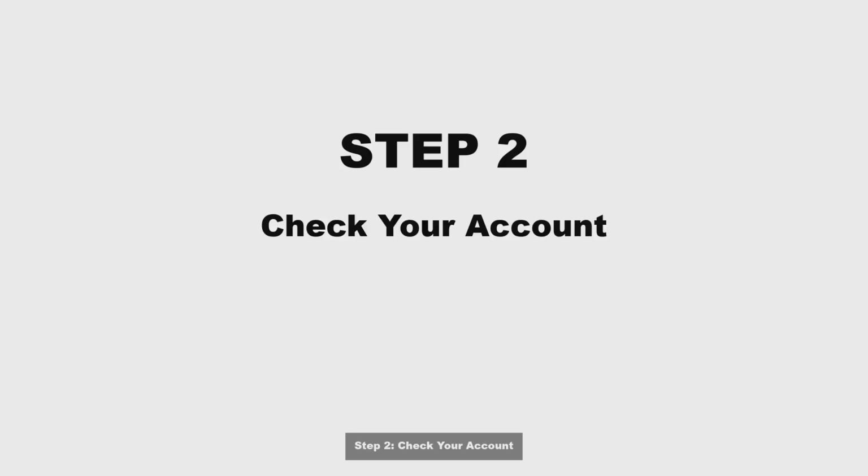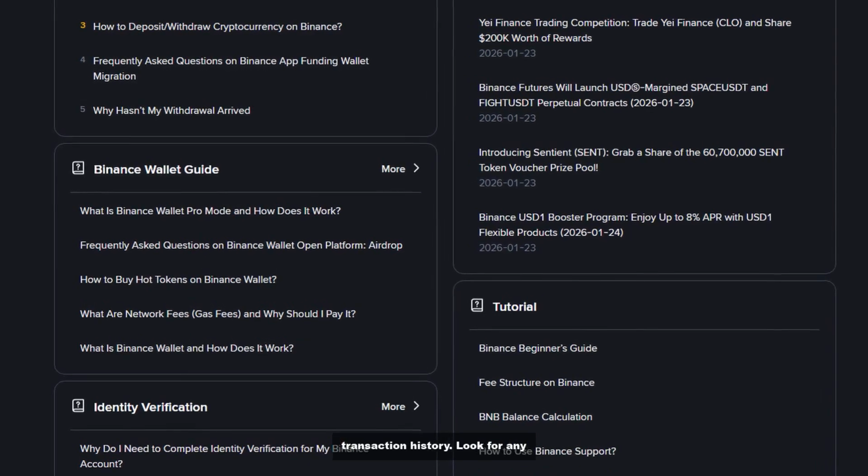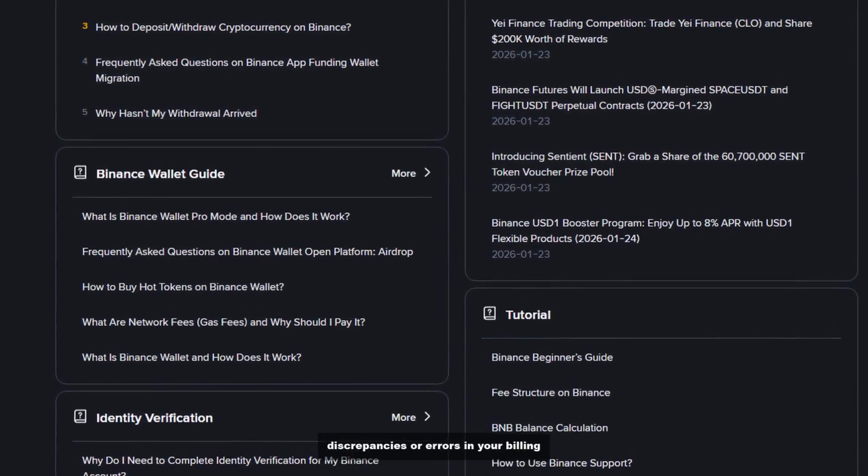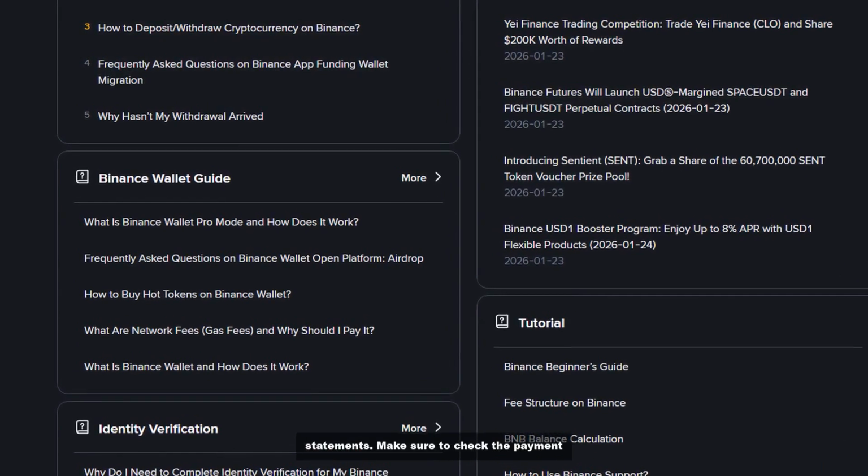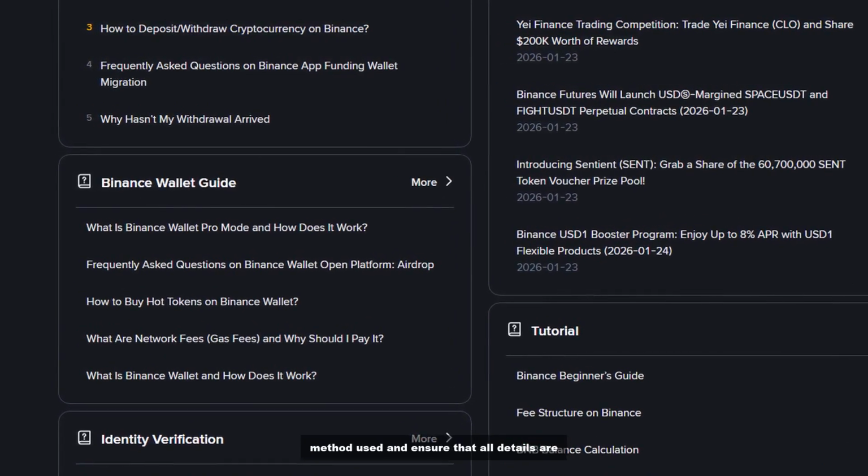Step 2. Check your account. Log into your Binance account and review your transaction history. Look for any discrepancies or errors in your billing statements. Make sure to check the payment method used and ensure that all details are correct.